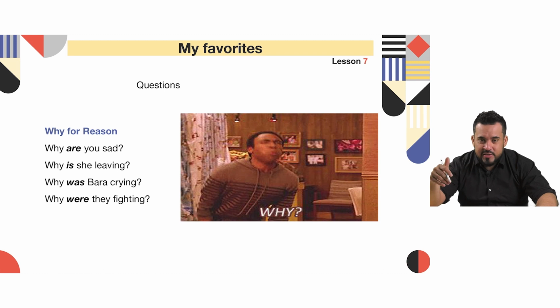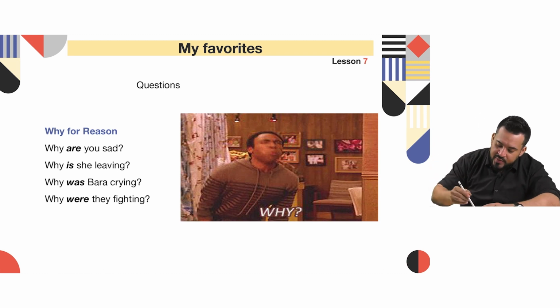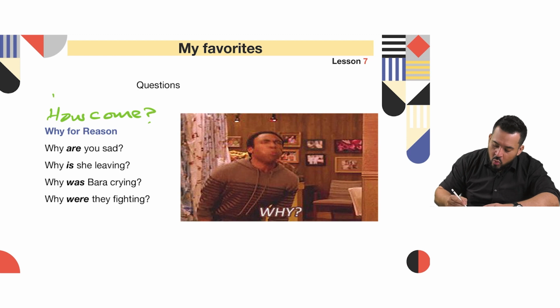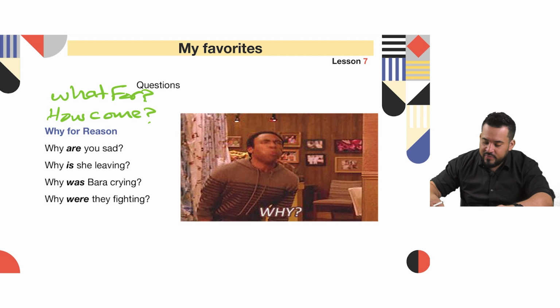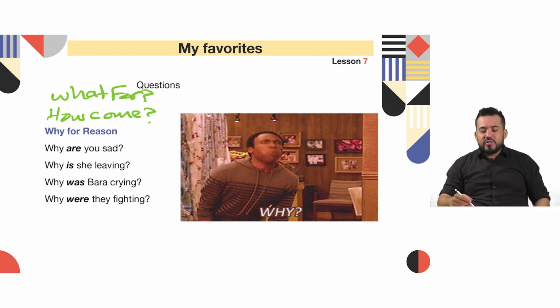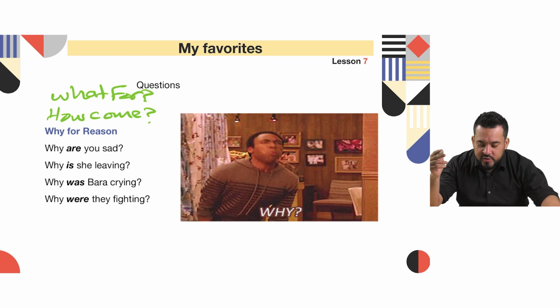Why is for a reason. Also, how come and what for are the same as why. So why, how come, which is informal, or what for, they all mean the same thing. Why are you sad? How come you are sad? Why is he leaving? Why was Bara crying? Why were they fighting?